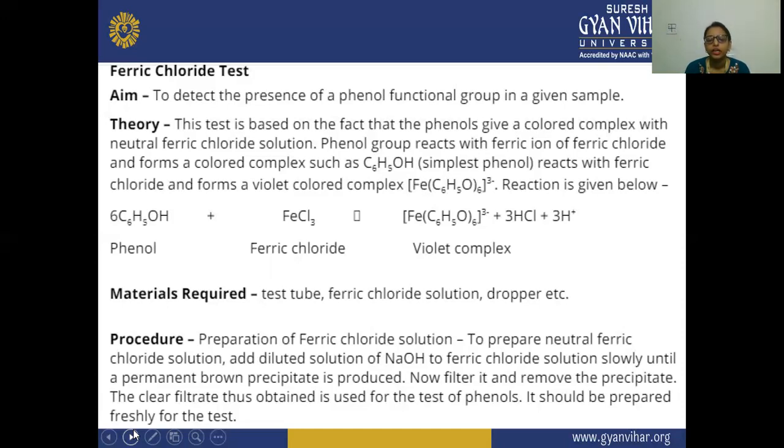Next, now we have to filter it and remove the precipitate. After that, the clear filtrate thus obtained is used for the test of phenol, and it should be prepared freshly for the test, so that we can detect the presence of the phenol functional group in a given sample.